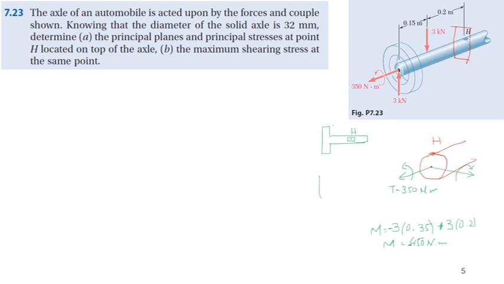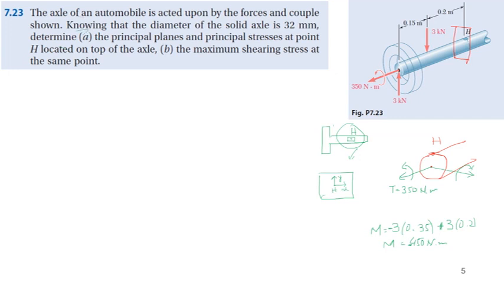Now if I consider this H, and if I exaggerate it, so I'm making a zoomed view. So let me take, this is my x-axis, and this is my y-axis, and this is at H. Now we have normal stress due to bending, and we have shear stress due to torsion. Okay, but first let's calculate I and J.